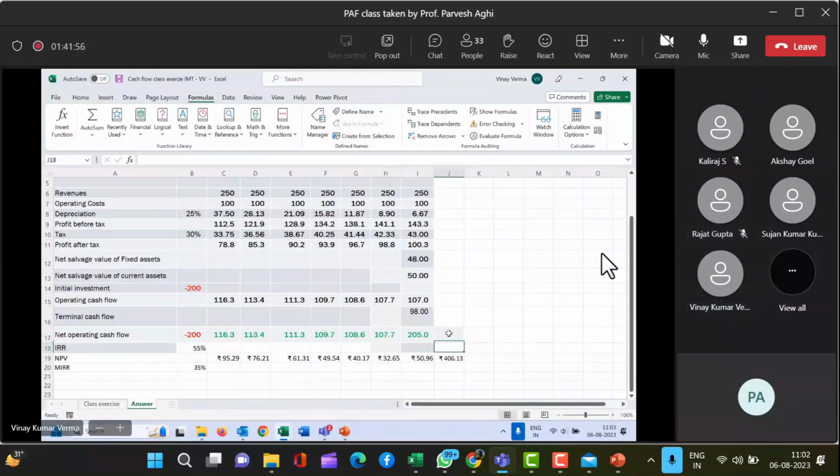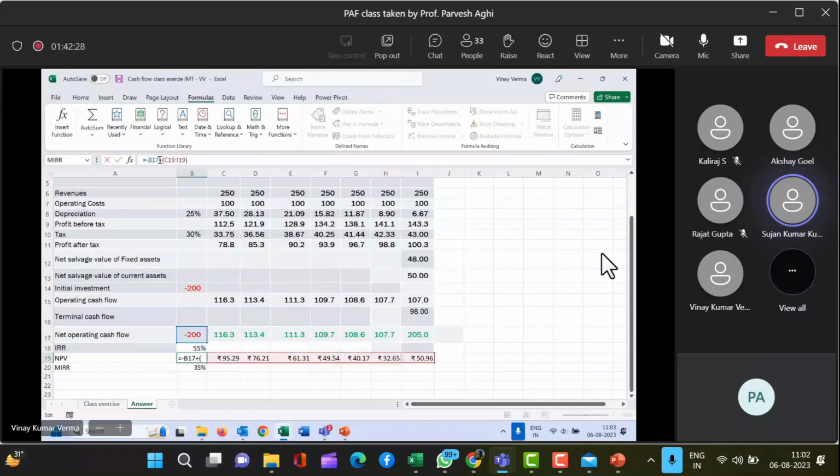Okay, is that okay? Everybody's getting this. MIRR is 35%, IRR is 55%, and NPV is how much? Positive? Okay, just show that. It is 6.67 depreciation in the last year. Where is the problem?